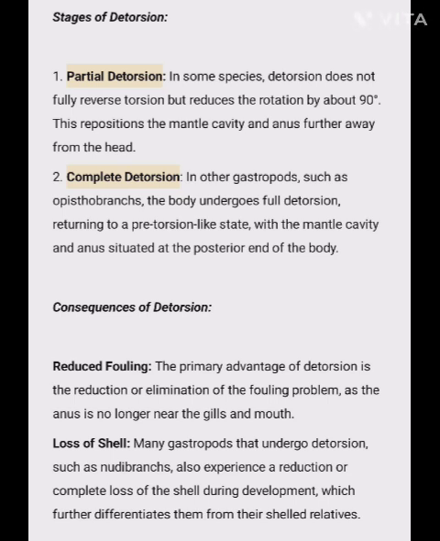Consequences of detorsion. Reduced fouling. The primary advantage of detorsion is the reduction or elimination of the fouling problem, as the anus is no longer near the gills and mouth. Loss of shell. Many gastropods that undergo detorsion, such as nudibranchs, also experience a reduction or complete loss of the shell during development, which further differentiates them from their shelled relatives.